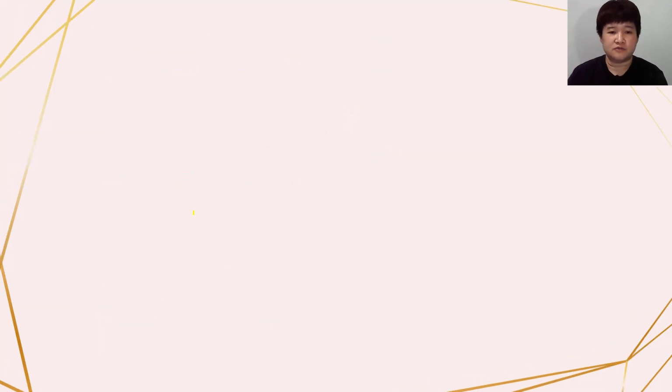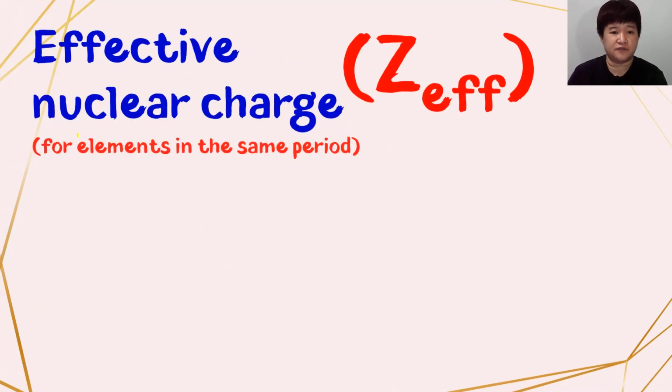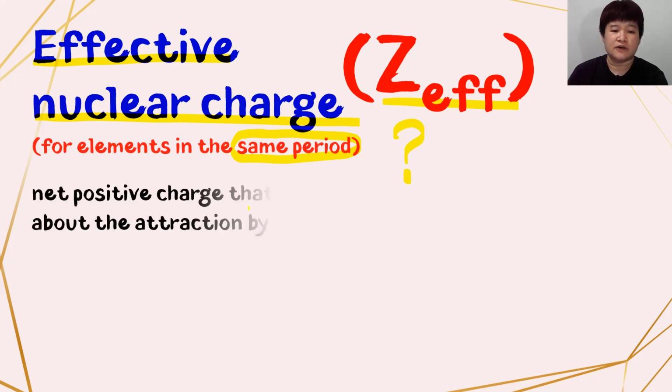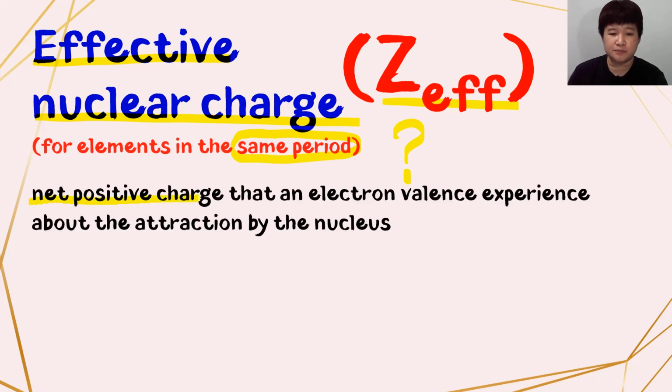First and foremost, we are going to look into effective nuclear charge. So, effective nuclear charge, or Zeff, will be used, like I said, when they are in the same period. And what is effective nuclear charge? Effective nuclear charge is the net positive charge experienced by the valence electron from the nucleus. What is meant by this sentence?